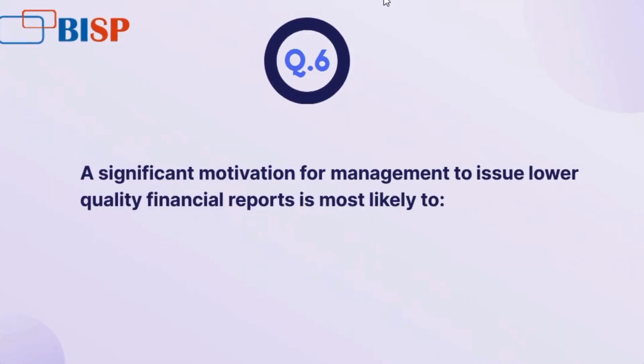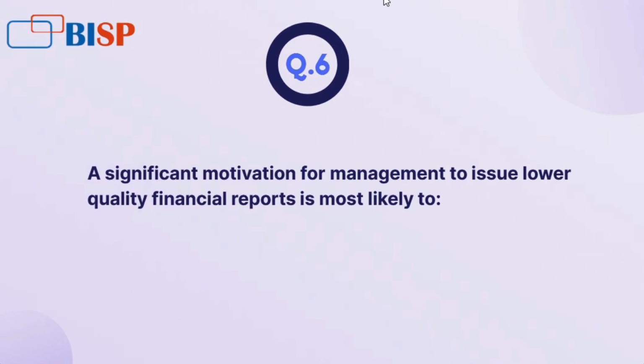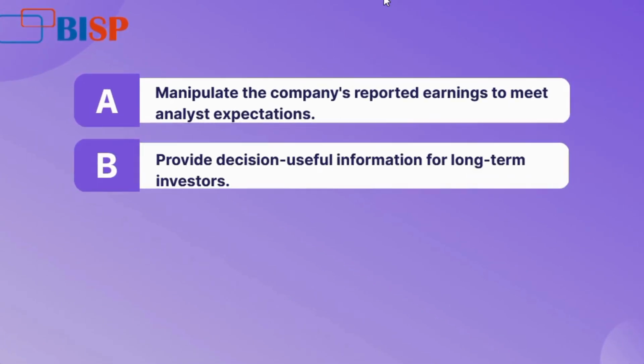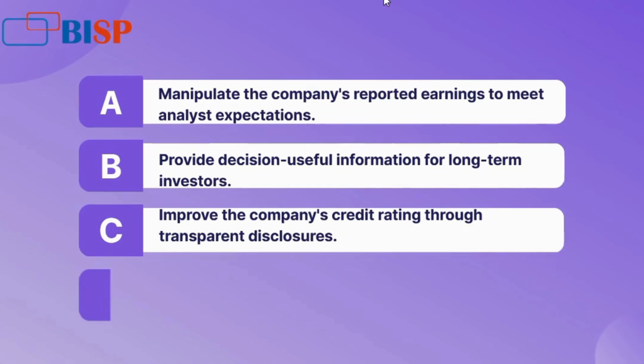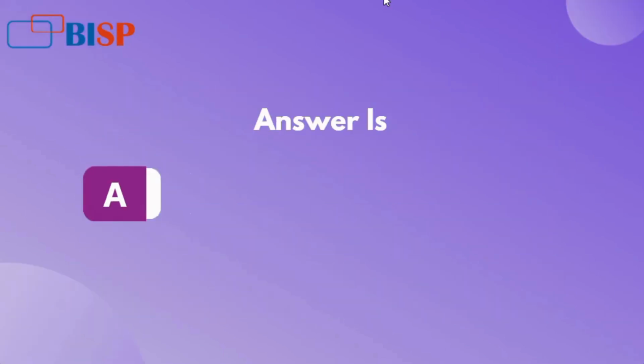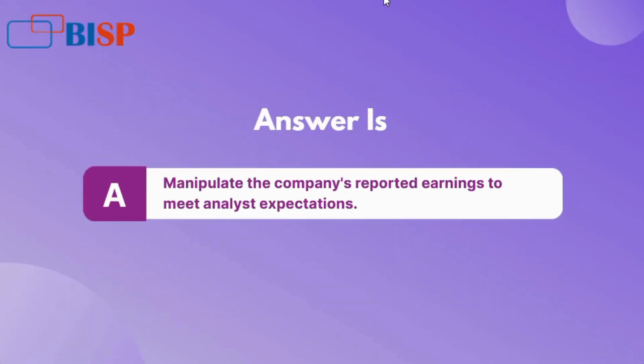A significant motivation for management to issue lower quality financial reports is most likely to A. Manipulate the company's reported earnings to meet analyst expectations. B. Provide decision-useful information for long-term investors. C. Improve the company's credit rating through transparent disclosures. D. Not applicable. Answer is A. Manipulate the company's reported earnings to meet analyst expectations.